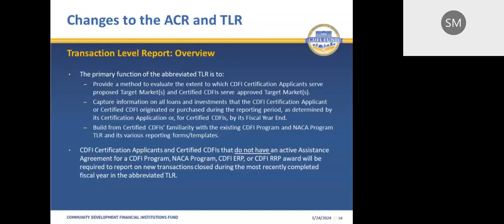All CDFIs that were certified as of December 20th, 2023, and have an active assistance agreement for the CDFI program, NACA program, CDFI ERP, or CDFI RRP award, and are planning on seeking to be recertified under the revised certification application, are required to complete and submit the full-length TLR as part of the application submission. Next slide.